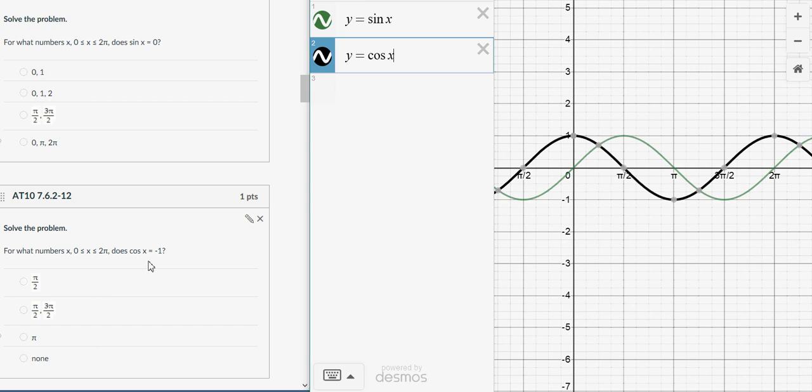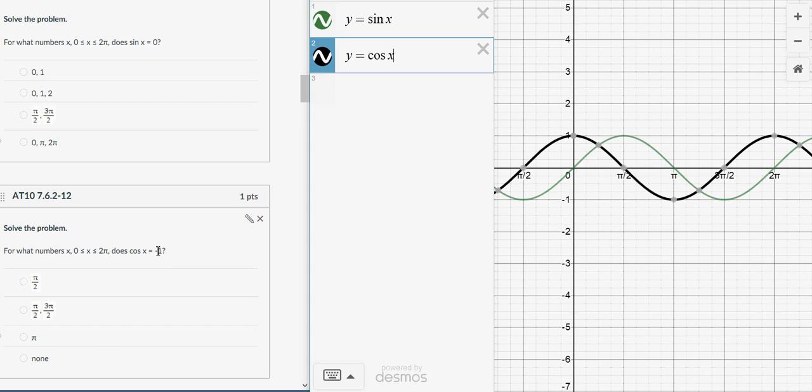Here, what value you put in to get cosine of that value equal to -1? Clearly it is this one. That's the only one. Cosine 0 is 1, not -1. Only cosine pi is -1. Cosine 2 pi is +1. Cosine 3 pi over 2 is 0. So only the value cosine pi is -1.